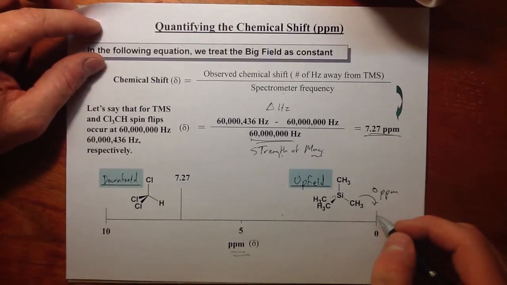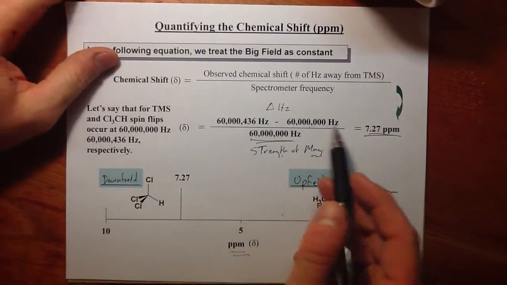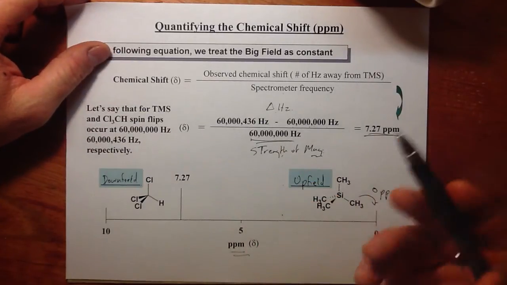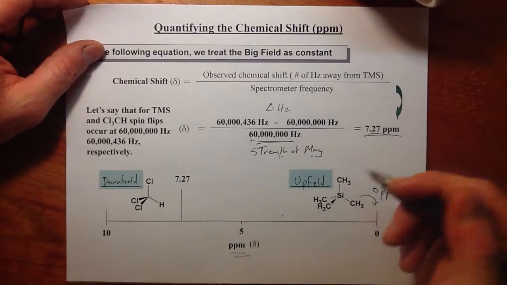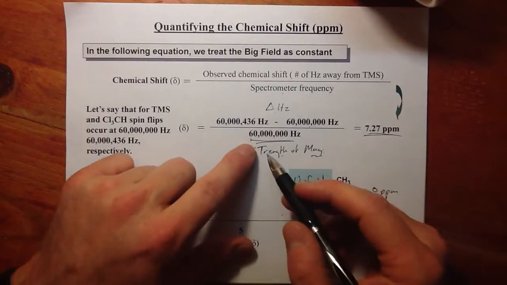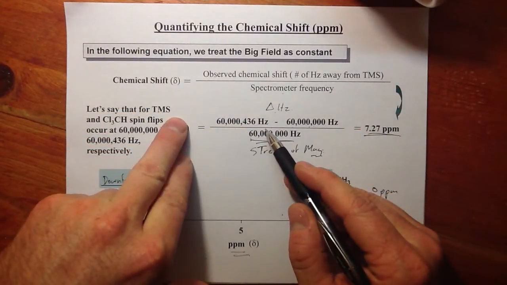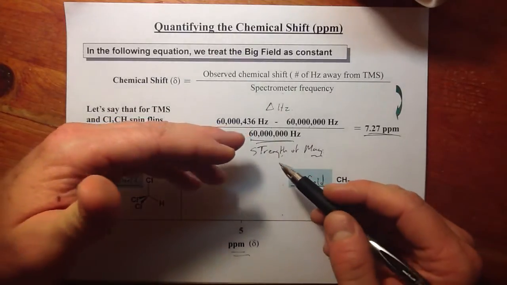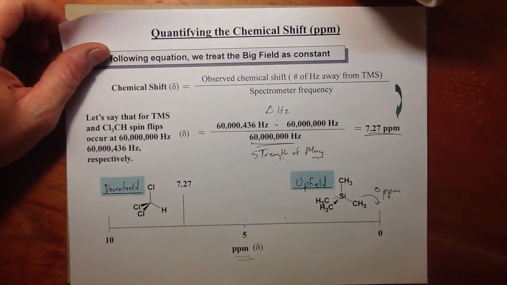That is our internal standard. So we would say 60 million hertz minus 60 million hertz divided by 60 million hertz. Well, of course, that's 0 parts per million. So that's how we take away the issue of concern for strength of the magnet. If we would have had a 360 megahertz NMR, then the signal would go up, but to the same proportion. So that difference would still give us 7.27 parts per million as our signal.